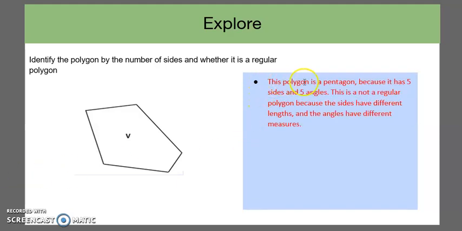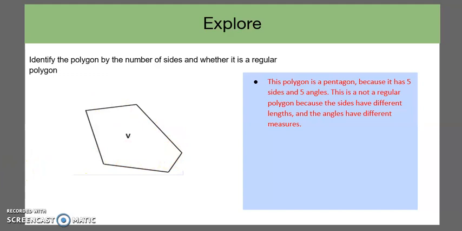Okay, for this one, this polygon is a pentagon because it has 5 sides and 5 angles. This is not a regular polygon because the sides have different lengths and the angles have different measures. Here we can count the number of sides, 1, 2, 3, 4, 5, and we'll notice that a 5-sided figure is called a pentagon. We'll also notice that this is not a regular polygon because all the sides have different measures. Some of them might look the same, but they do not all have the same length.